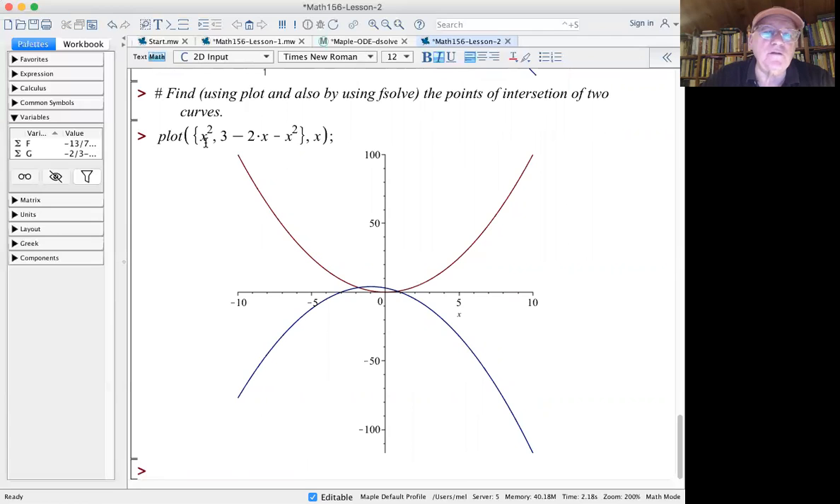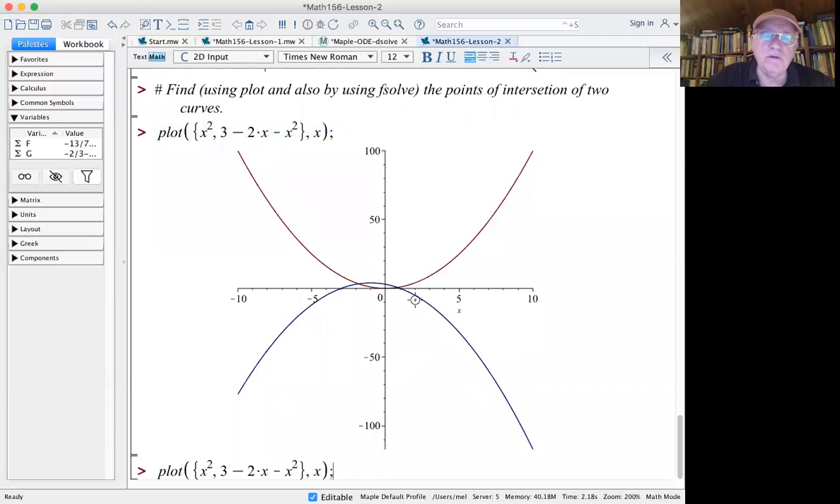I put the two curves in curly brackets, so this is y equals x squared, that's the red curve. And the blue curve is this parabola. And they intersect at these two places. Let's use just plotting to find at least approximately the x coordinates of these points of intersection. So if we blow up around this point, it is between 0 and 1. Actually, it's closer to 1.